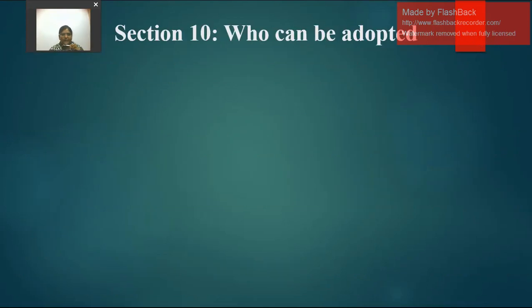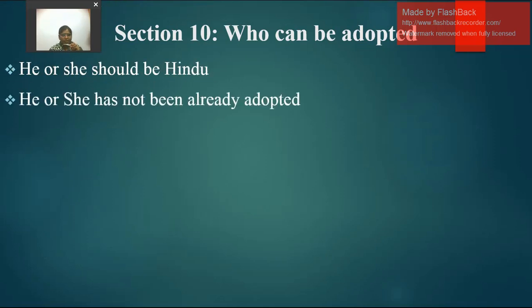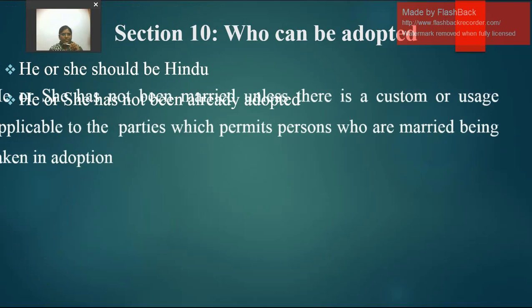Okay, so next, section 10, what does it say? Who can be adopted? Subsection 1 of section 10 says that he or she should be a Hindu. So the child who is to be adopted, whether a boy or a girl, should be a Hindu. Second, he or she has not been already adopted.